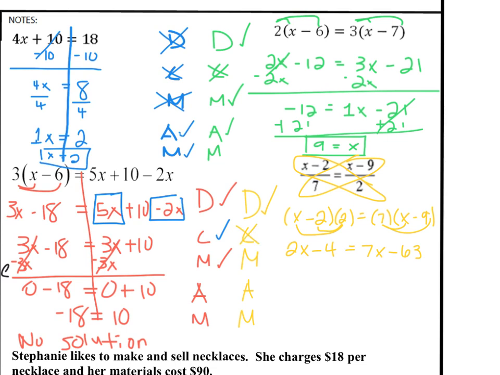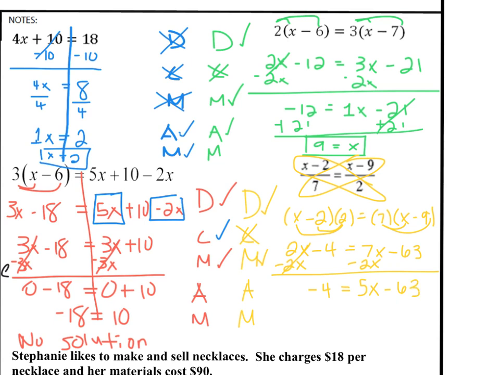But I will have to move my variable. I'm going to subtract 2x on both sides. 2x minus 2x just cancels out. So on the left side, I'd be left with negative 4. On the right side, 7x minus 2x leaves me with 5x. Bring down the minus 63.